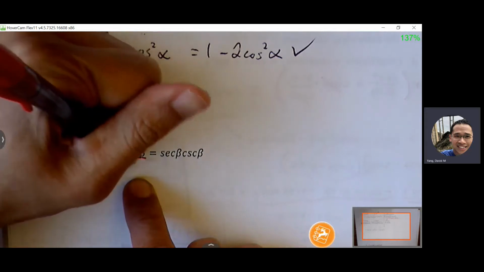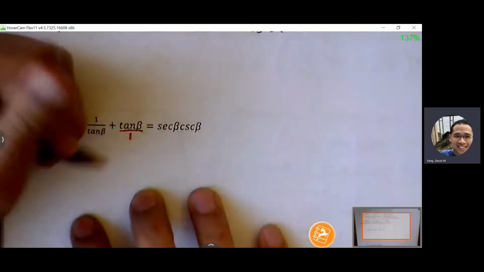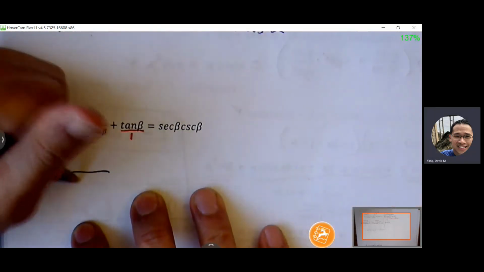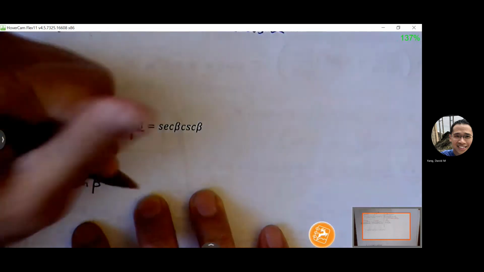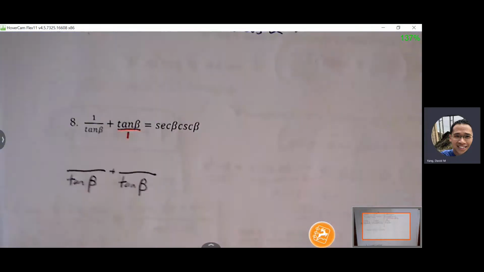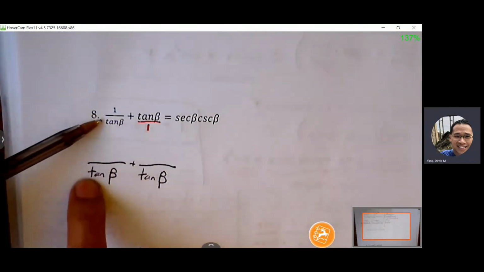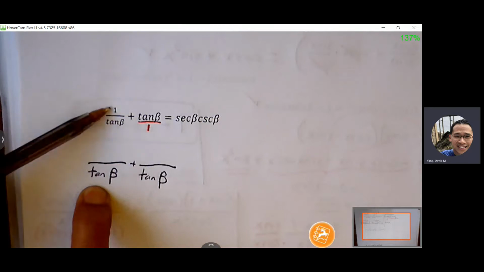Look for a common denominator, right? Because I have that 1 over tangent. I can make that second a fraction, tangent over 1. All right, so what's my common denominator? Tangent of b. Okay, we're going to look to balance each of the fractions. Any changes with my first fraction? No, just bring down the 1.